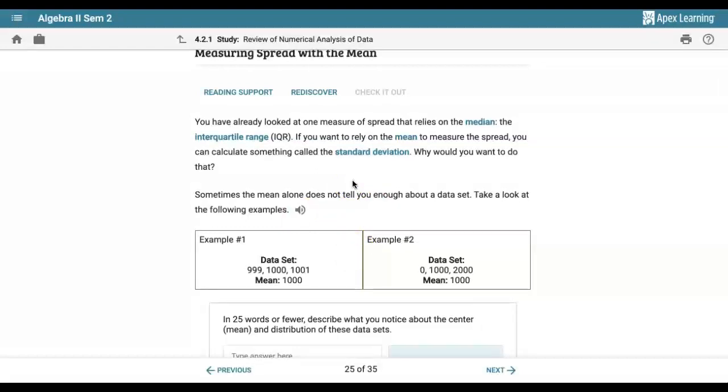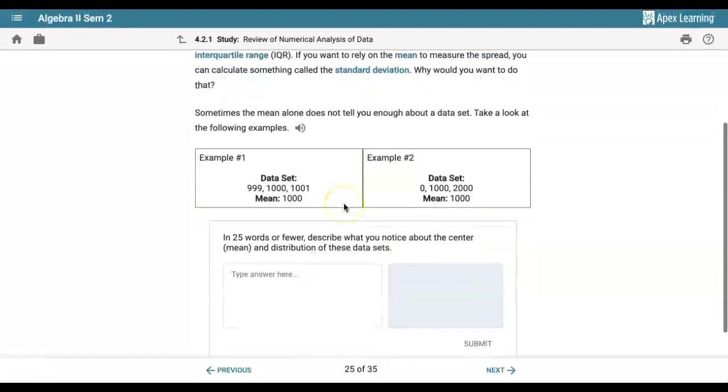All right, so we're gonna talk about the standard deviation here, because sometimes our mean or our average value just doesn't tell us enough, right? So if we look at these two data sets, 999, 1,000, 1,001, the mean is 1,000. But also if I go 0, 1,000, 2,000, my mean is also 1,000 there. So clearly it has the same center point, right?